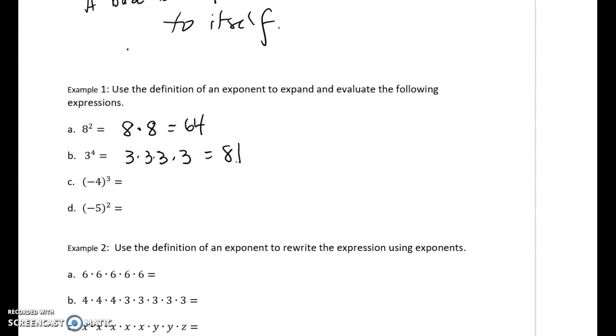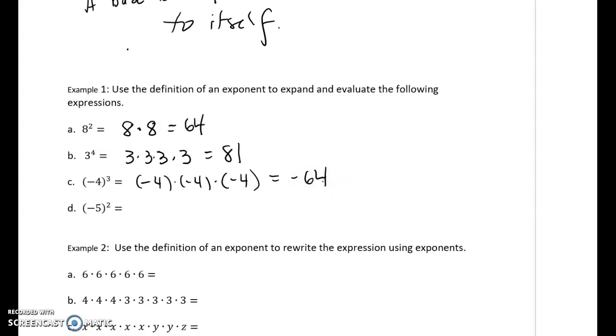3 is the exponent in part C. The base is -4. Because it's in parentheses, the exponent is attached to the parentheses, so the -4 is the base. That is the factor that's going to get multiplied times itself. So we're going to multiply -4 times itself 3 different times. And -4 times -4 times -4 is -64.